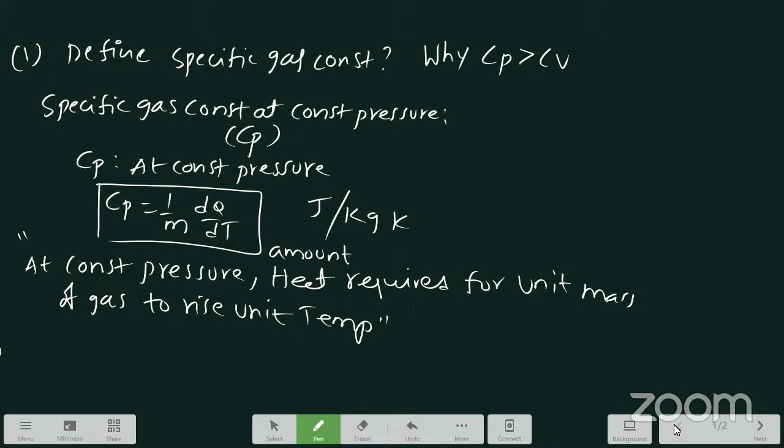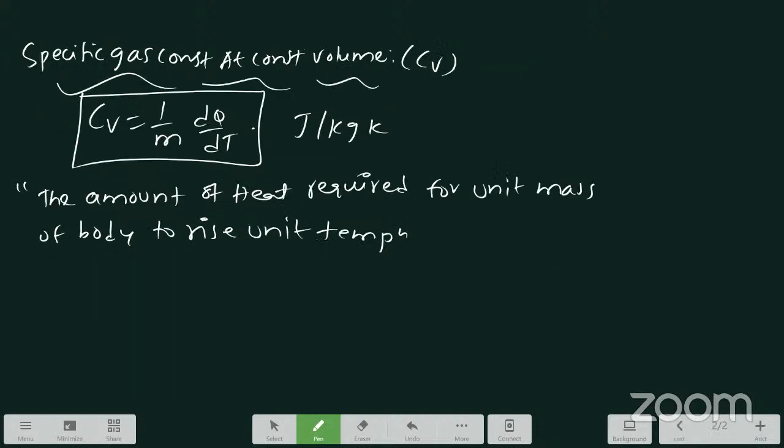Okay. Define specific gas constant. Why is Cp greater than Cv? Specific gas constant at constant pressure: the definition starts with pressure constant. At constant pressure, the amount of heat required for unit mass of body, meaning unit mass of gas, to rise unit temperature. Here, the amount of heat required for unit mass of body. We can say body or gas, anything, no problem. To rise unit temperature.